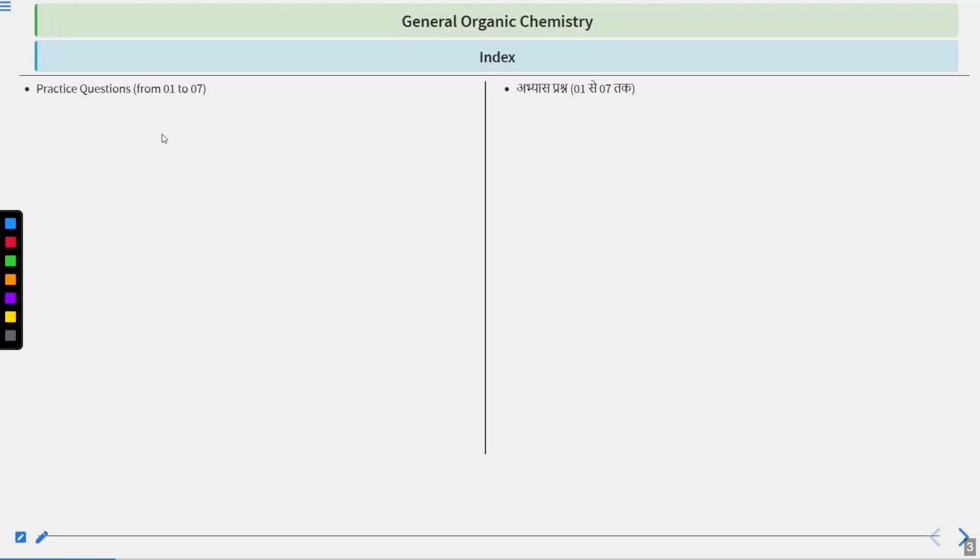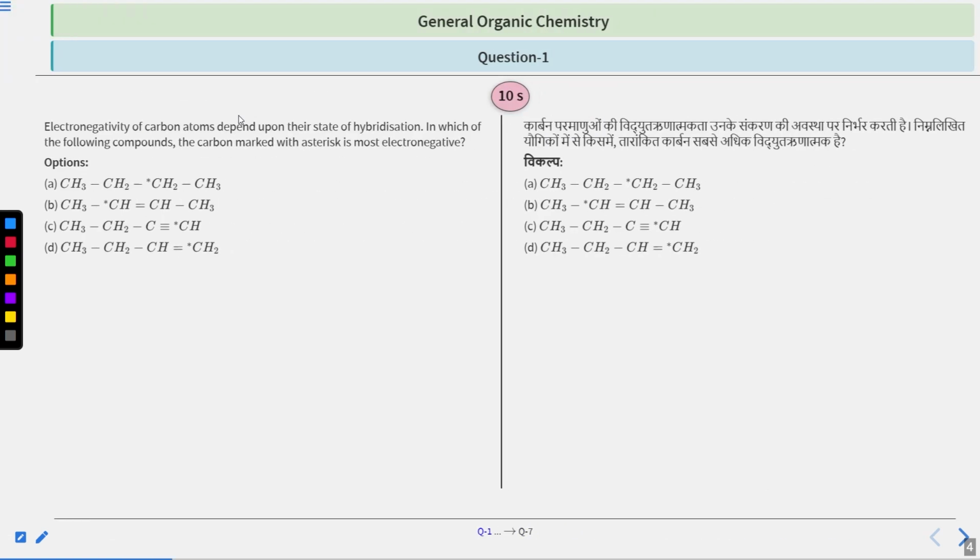So this is our index slide, and we are going to see the practice questions from question number 1 to question number 7. Let's start with question number 1.